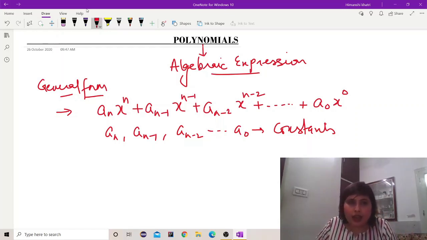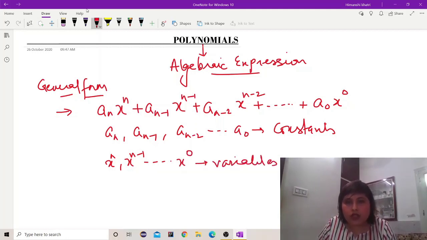a_n, a_(n-1), a_(n-2), a_0, all these are what? Constants. And x^(n-1), or all these written here, x^0, all these are what? Variables. We can use it without these powers also, or with these powers you can write x, which denotes what? Variable. And you all know that these plus signs are what? Mathematical operations.